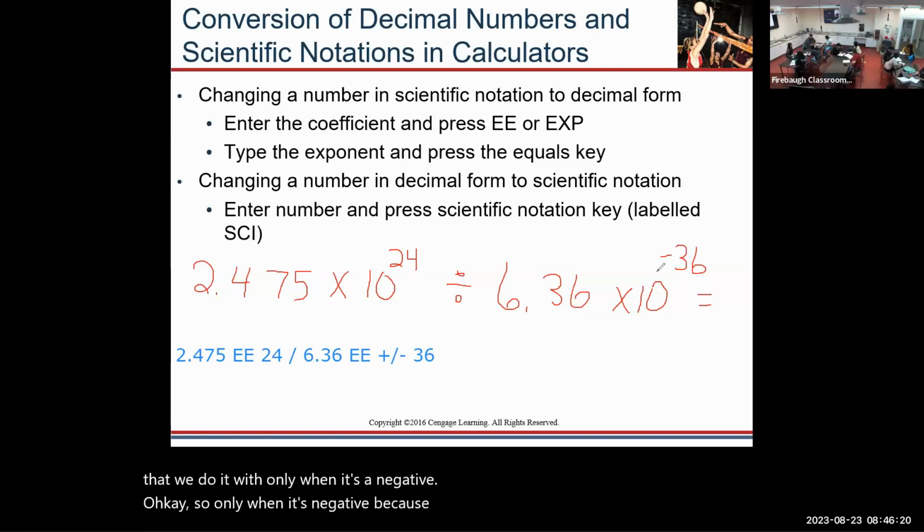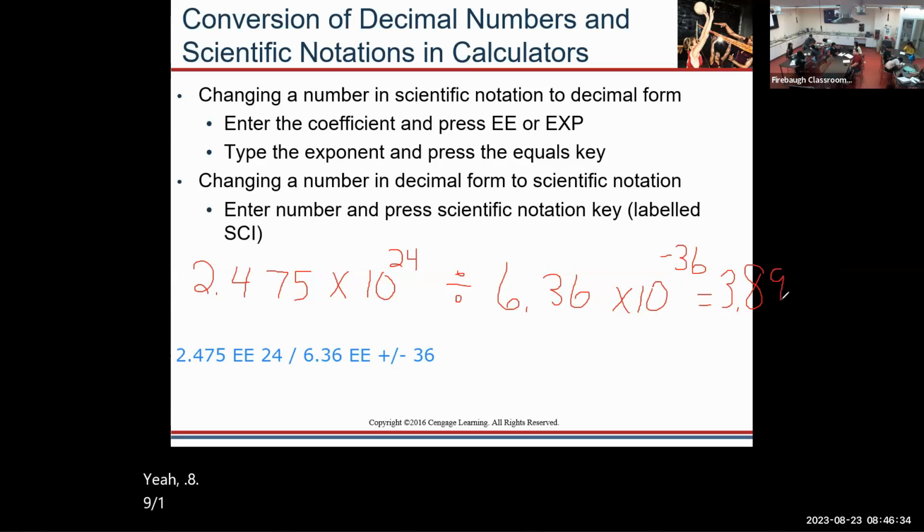That's right. Okay. So your answer that you should get is 3.891 51, and then it should be times 10 to the what? 10 to the 59. That's right. Okay? You guys got it?